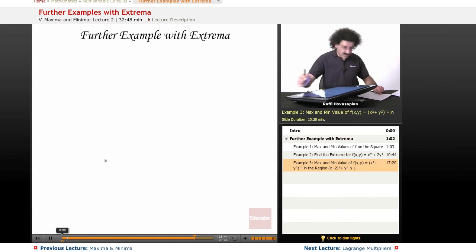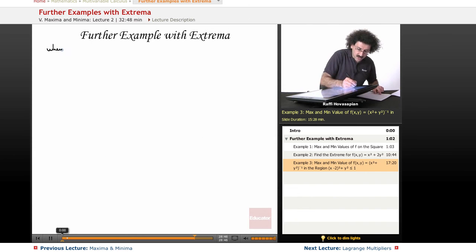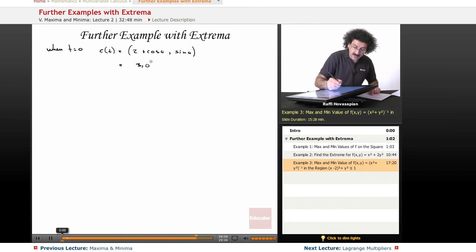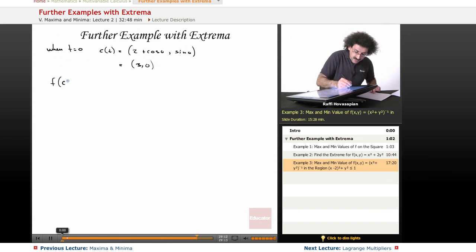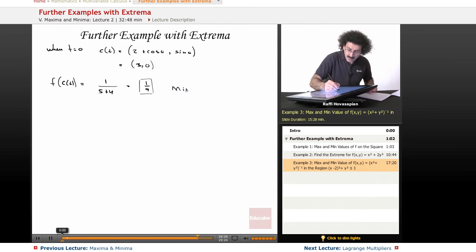Okay. Now, when t equals 0, c of t equals 2 plus cosine of 0, sine of 0, which equals 3, 0. So that's the point at which it's going to achieve one of its extrema values. Well, f of c of t is going to equal 1 over 5 plus 4, which equals 1/9. That's the minimum.